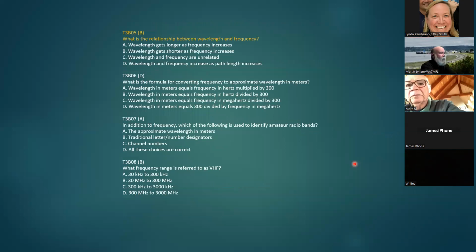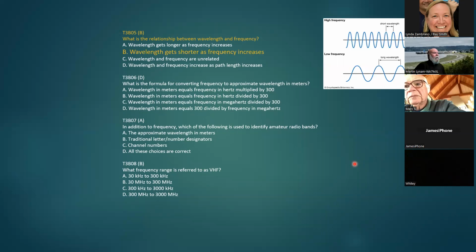B05, what is the relationship between wavelength and frequency? This is a key one. As you discuss radio waves, the wavelength gets shorter as the frequency increases. So for example, here is an example of a low frequency radio wave, and there's a long distance between the peaks. Here's a higher frequency and there's a shorter distance.